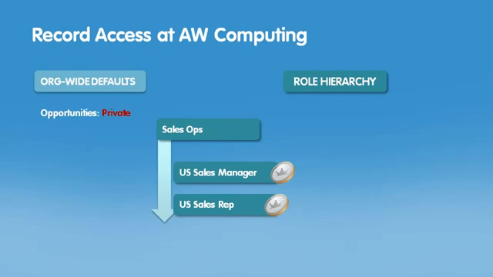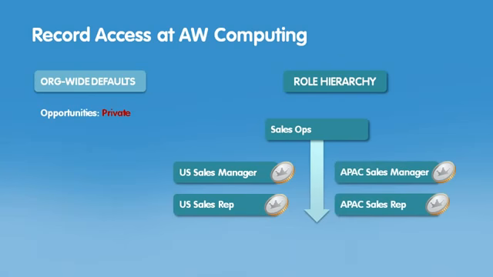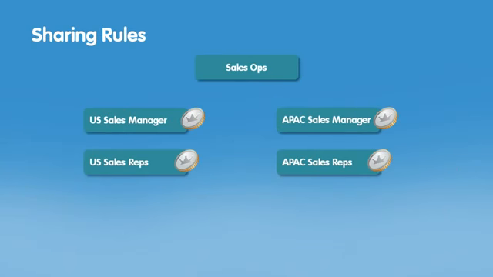Now Sales Ops can see the opportunities of all users below them in the hierarchy, and the U.S. Sales Managers can see the opportunities of users in the U.S. Sales Rep role. AW has grown and has added another sales team for the Asia-Pacific region. Sales Ops still sees all opportunities, U.S. Sales Managers see their team's opportunities, and APAC Managers see their team's opportunities. So the role hierarchy allowed us to open record access up vertically.